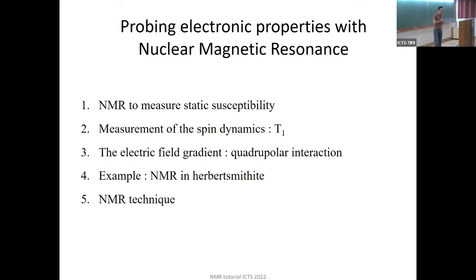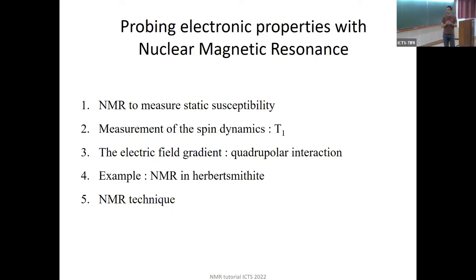What we're interested in here is how to use NMR to study the electronic properties in materials. So materials where you have some magnetic properties, so basically it can be some metallic materials, magnetic materials, where you have unpaired electrons. Okay. So that's not what you have in biological systems. So we want to use NMR to measure the basic magnetic quantities like static susceptibility.